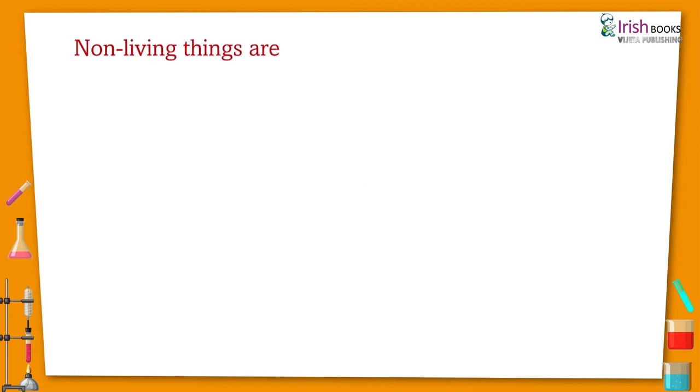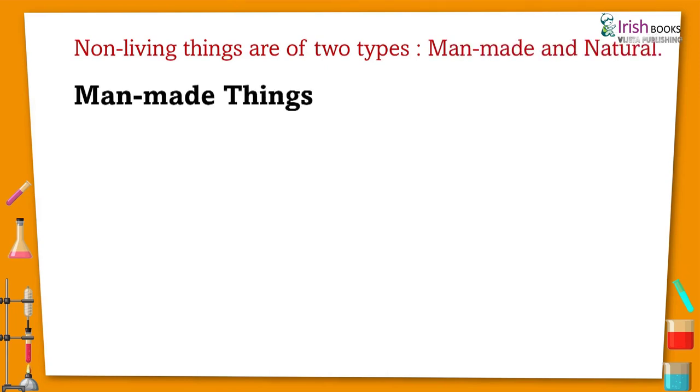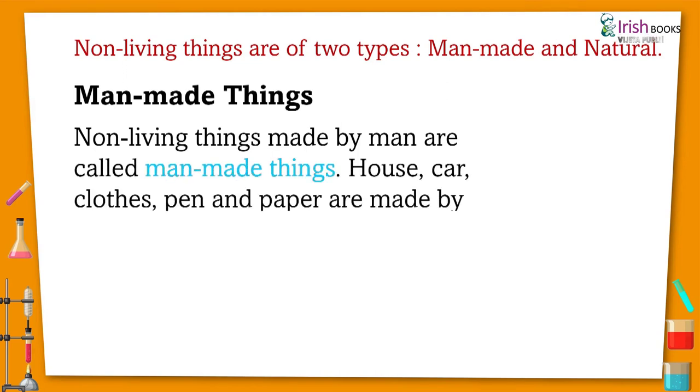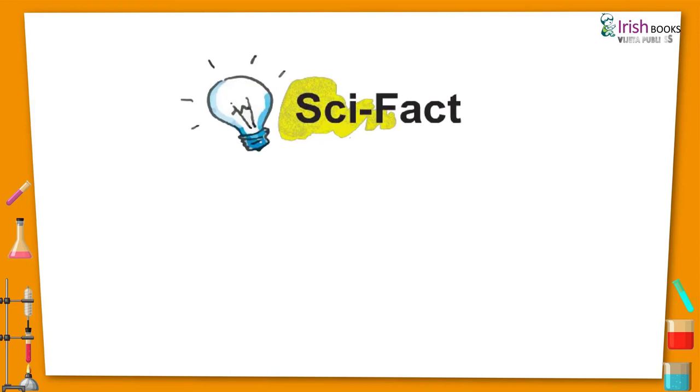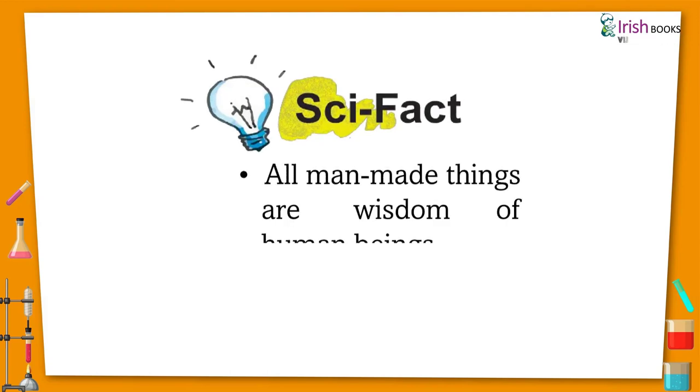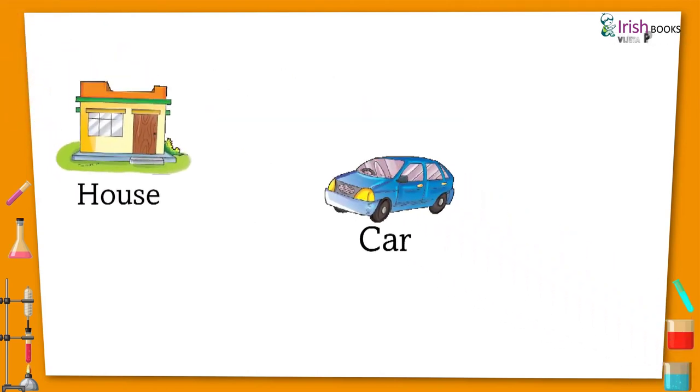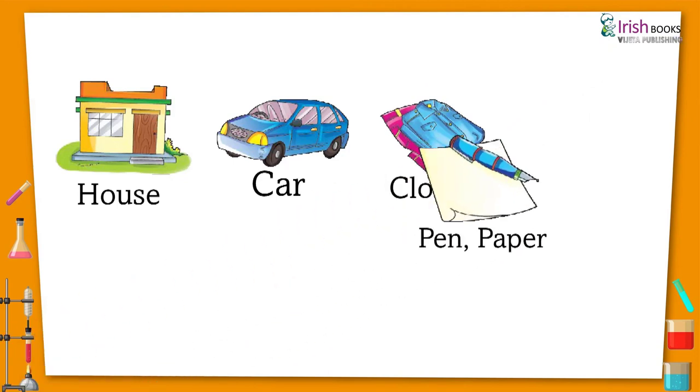Non-living things are of two types, man-made and natural. Man-made things. Non-living things made by man are called man-made things, like house, car, clothes, pen, and paper are made by man. They are not found in nature. They are man-made things. Scientific fact. All man-made things are wisdom of human beings. Like house, car, clothes, pen, paper.